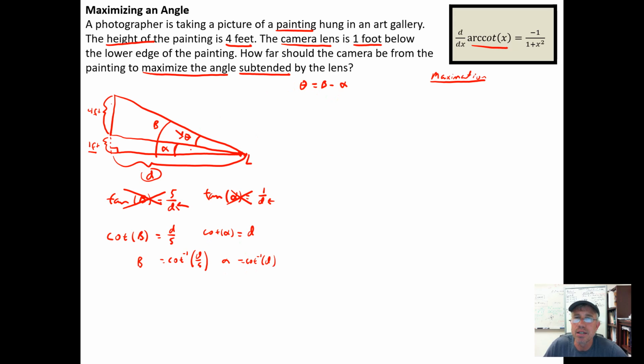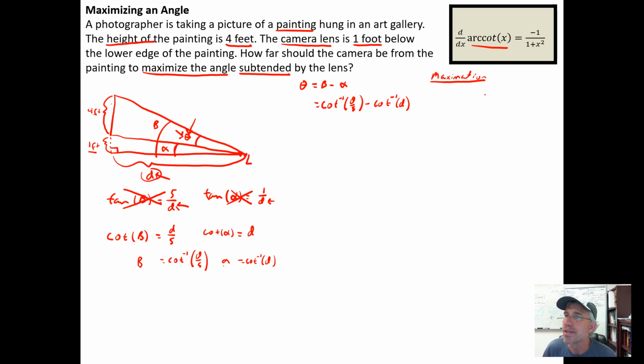We see that theta is beta minus alpha, so we can replace beta with the cotangent inverse of d over 5. And then minus alpha can be replaced with the cotangent inverse of d. And now I have an equation that relates the variables I'm interested in: the angle I'm trying to maximize as a function of the distance I want to place the camera from the wall.